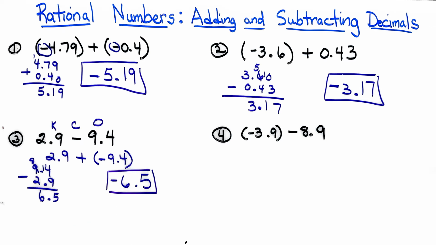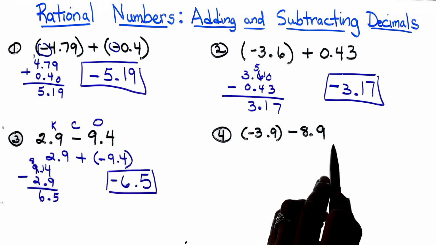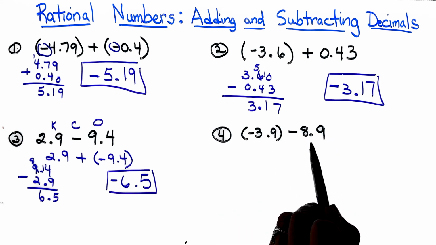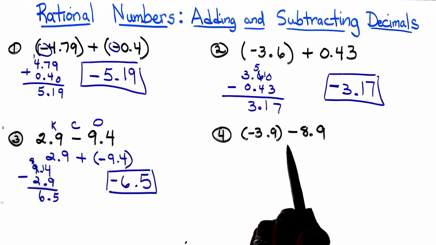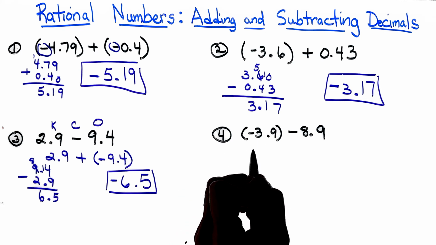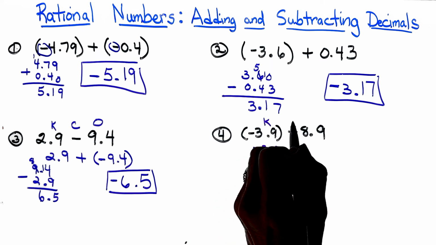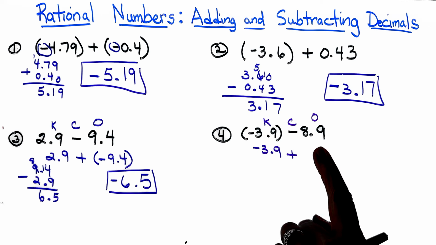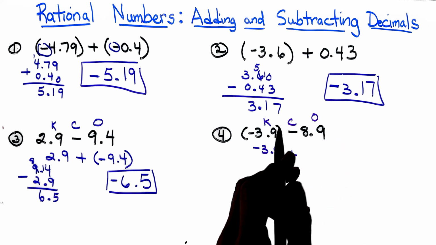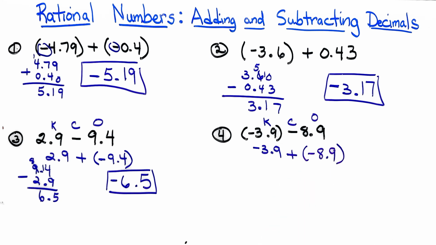All right, let's look at the last one. I wonder if it's going to be negative. I have a negative 3 and 9 tenths minus 8 and 9 tenths. So when I'm looking at that, I know that 8 and 9 tenths is a positive. I am going to rewrite this subtraction problem as an addition problem. So I keep the first number the same, change the sign to a plus, and write the opposite of a positive 8 and 9 tenths. So that is a negative 8 and 9 tenths.